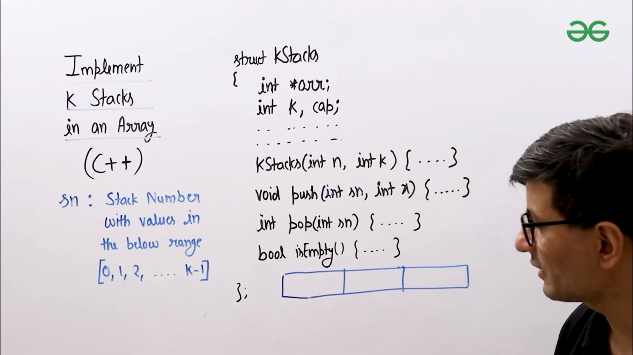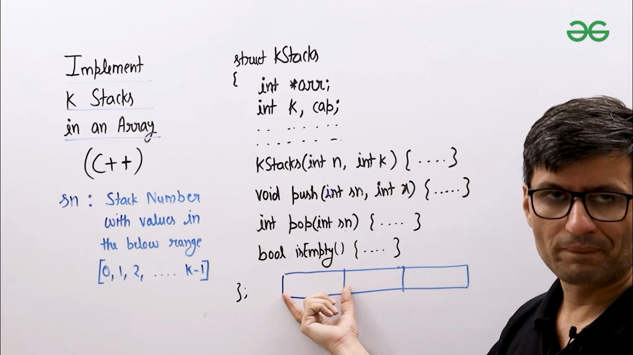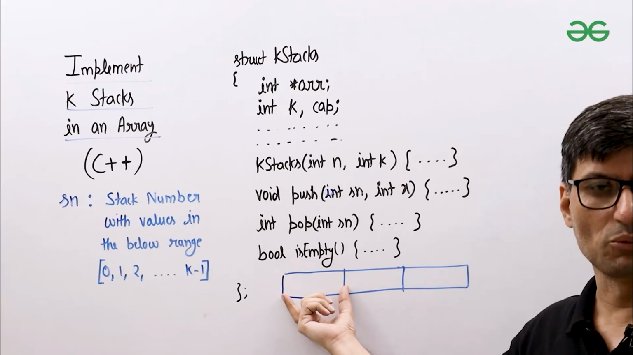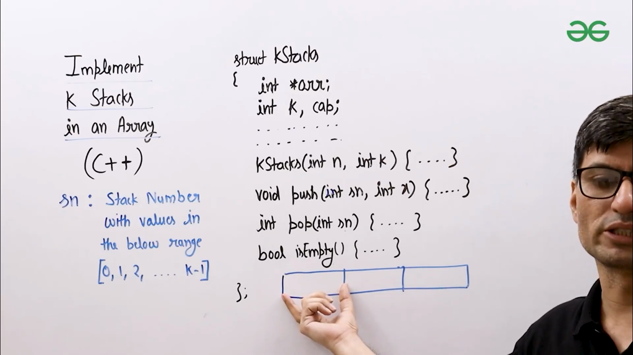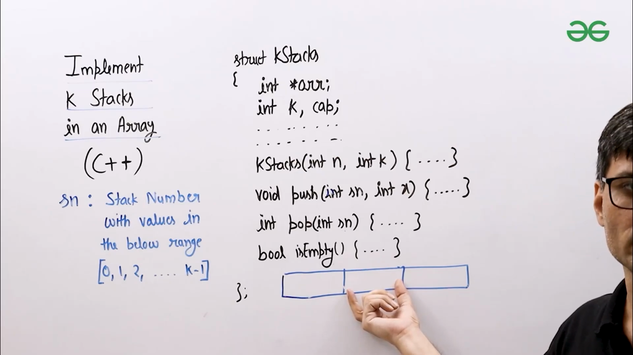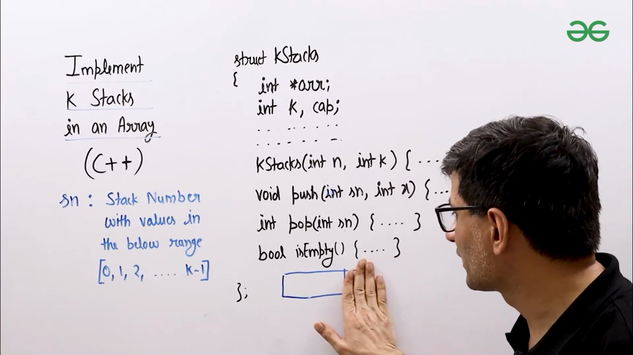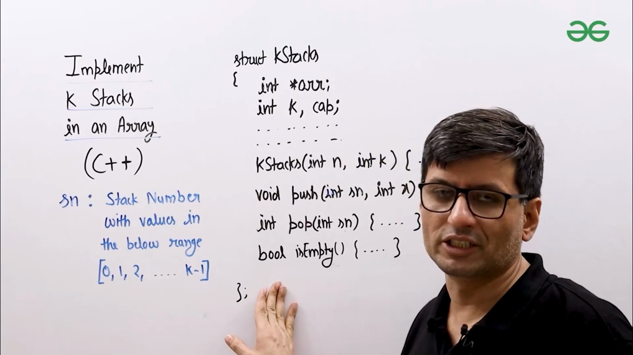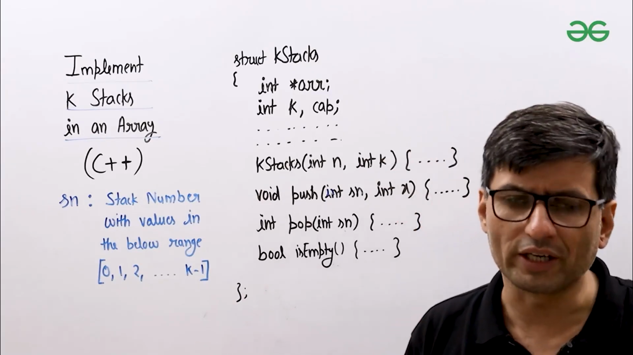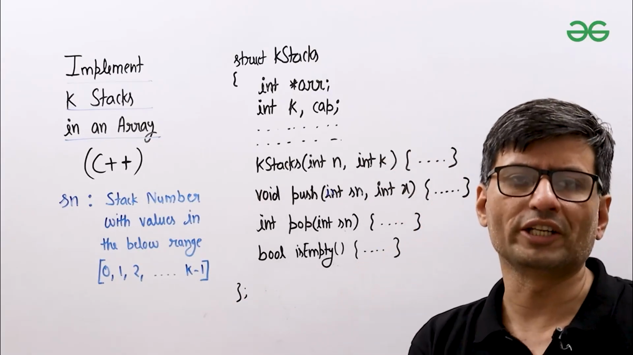The problem with this is, if this stack becomes full, right, and you want to insert more items in this stack, you would not be able to insert items even if there is space available in the remaining two stacks. So we are supposed to implement k stacks in a way so that we don't waste any space. And to give you a hint, you can use auxiliary arrays.